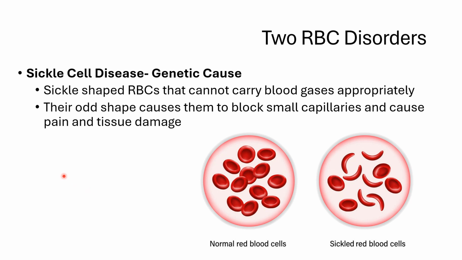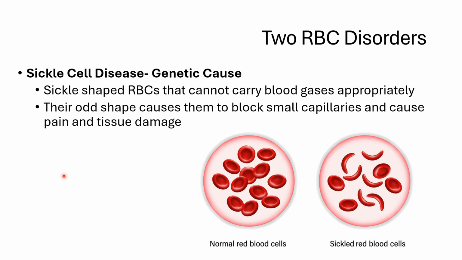So let's look at 2 red blood cell or erythrocyte disorders. First of all, sickle cell disease. Sickle cell disease affects mainly African Americans. It's not exclusive, but there is a very high incidence rate in African Americans, and it is a genetic disorder.